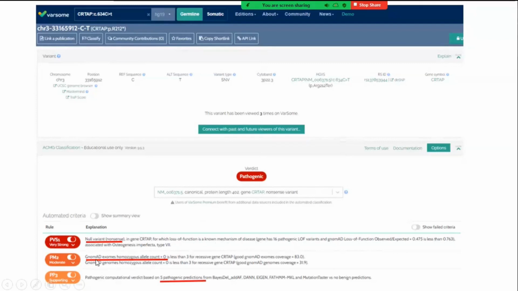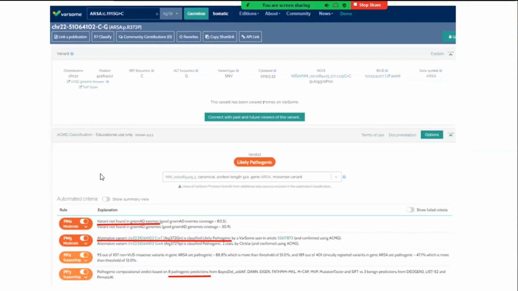Then you have another evidence. gnomAD exomes homozygous allele count is zero. That means there is no homozygous person in the normal population. This is one more evidence. Third evidence is that computational criteria are predicting it to be pathogenic. Using all three evidences, putting through the ACMG pipeline, it is coming to a verdict of pathogenic. Now you are convinced with these evidences, you can report this as pathogenic.